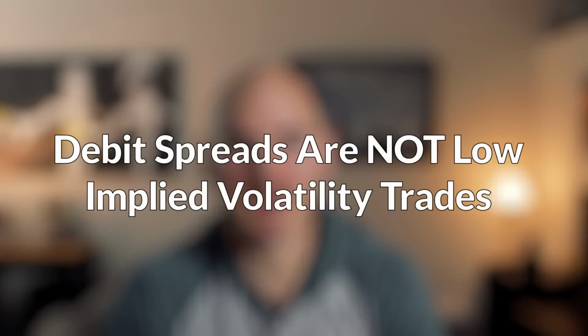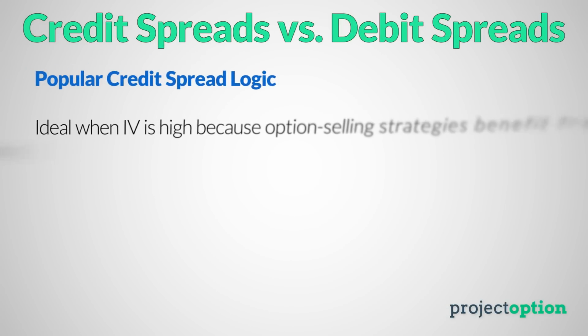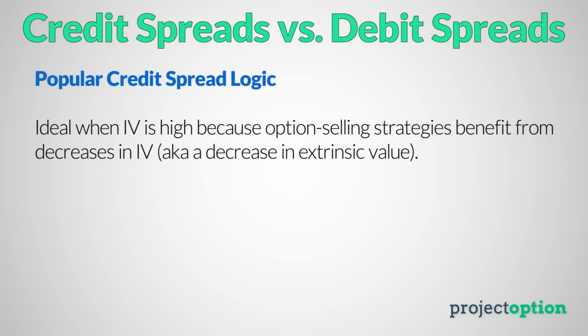The second essential concept that you need to understand when trading vertical spreads is that debit spreads are not low implied volatility trades, meaning that debit spreads are not optimal when purchased in low implied volatility environments. Here's why. You may have heard that credit spreads are great when implied volatility is high and debit spreads are great when implied volatility is low.